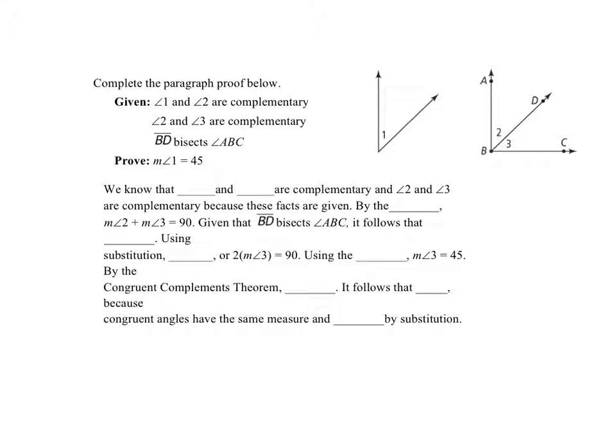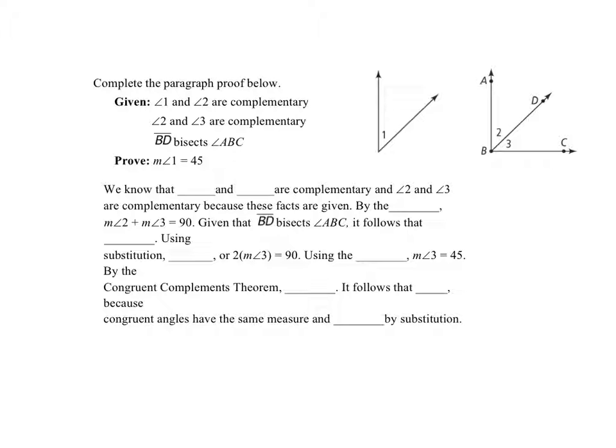Hi, so in this video, we're going to be working with proving angles congruent. We are going to use the theorems, postulates, all the definitions and properties that we already know to prove that angles are congruent or the measure of angles. So this one is telling us to complete a paragraph proof below, right?